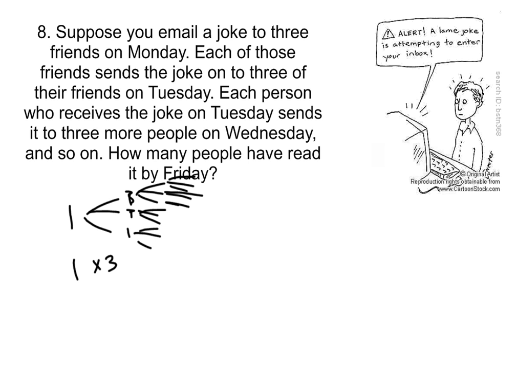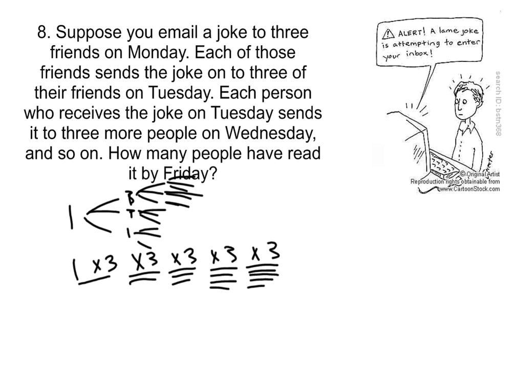So I multiply by 3 for the ones I send it on Monday, multiply by 3 more for sending it on Tuesday, multiply it by 3 for sending it on Wednesday, multiply it by 3 for sending it on Thursday. So there is sending it out for the entire week. So how many people have read it by Friday? 243 people.